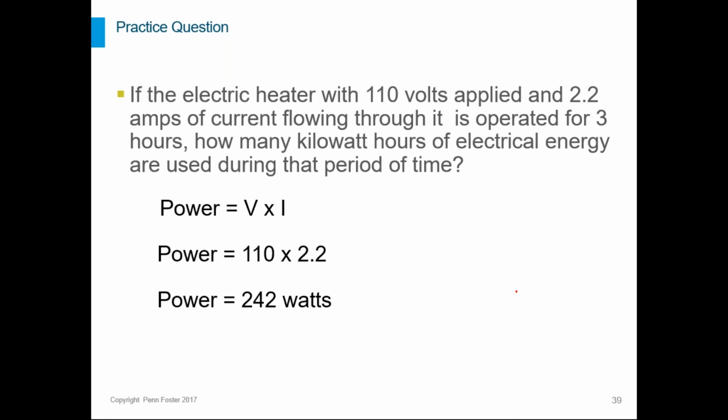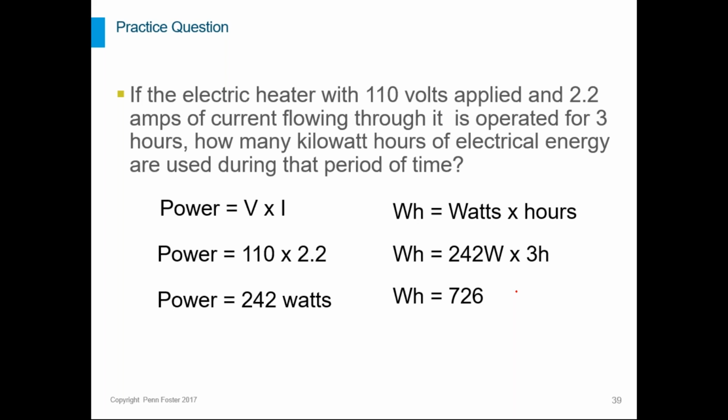Okay, so that's our power, and then it wants to know how many kilowatt hours are used during that period of time of 3 hours. So we have 242 watts, and it's running for 3 hours. You just take 242 times 3 to find the number of watt hours. Watt hours is really just watts and hours, so you multiply watts times hours. And so we have 726 watt hours.